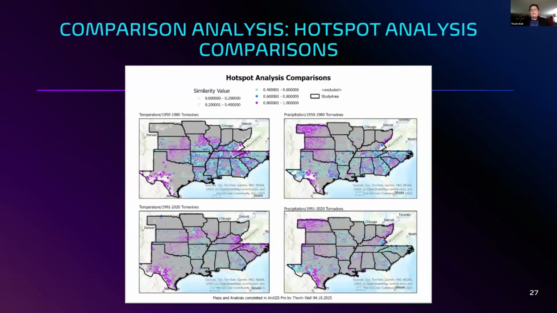For the hotspot analysis comparison that I was able to do statistically, it showed that large portions of the study area had significant similarity, which means that the hotspots for the tornado data and hotspots for the climate data were very similar in a lot of those areas.